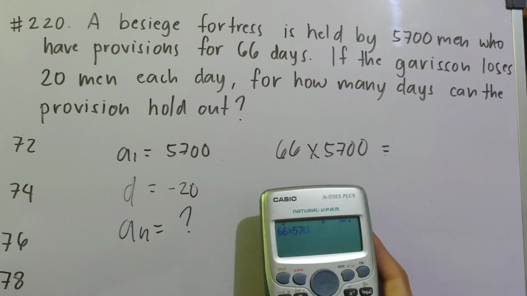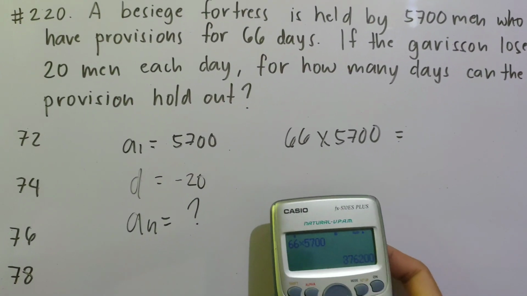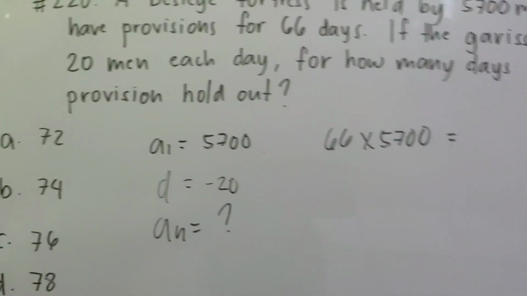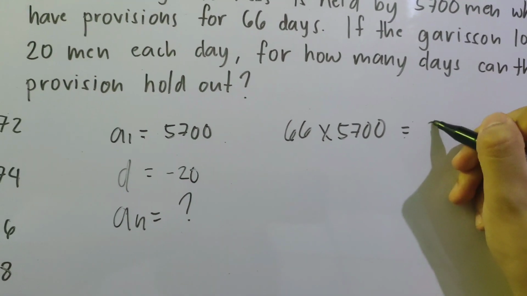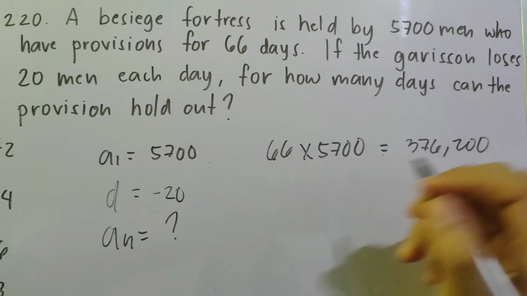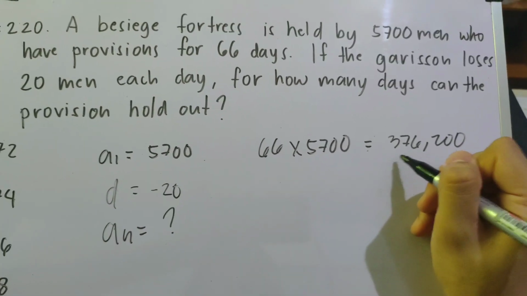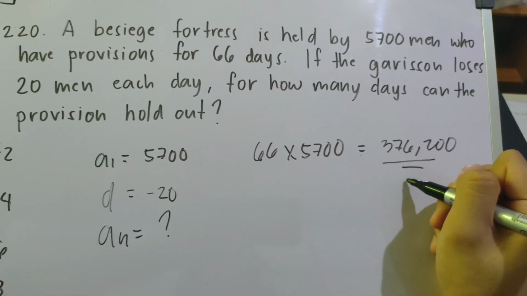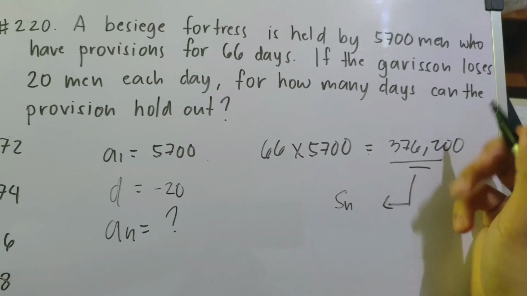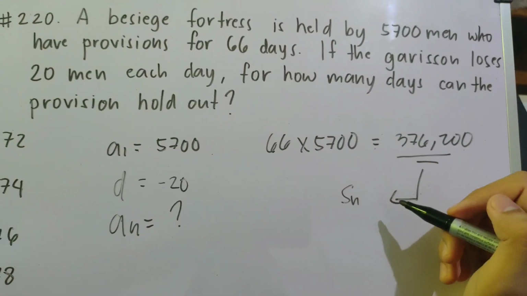$66 times 5,700 equals 376,200. So meron tayong 376,200 amount of provisions. Itong number na to, ito yung value ng SN natin, or sum of arithmetic series natin.